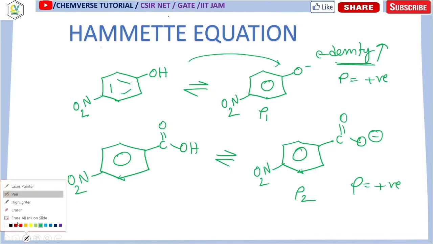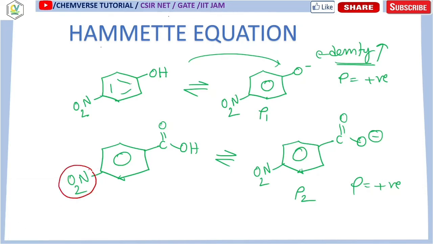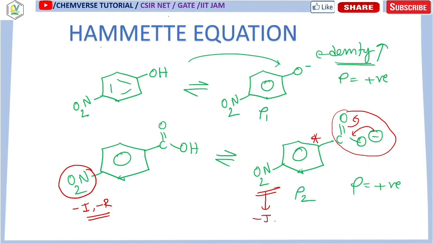Now this NO2 group is a minus I group and a minus R group as well. But since this carboxylate is resonance stabilized with this group, the negative charge cannot enter into the benzene ring. So the minus R effect of this NO2 group is not helpful over here. It is only giving the minus I effect, and it is a very weak minus I effect, of course, because it is para substituted. Some amount of minus I effect will be there, but you can't consider the minus R effect.